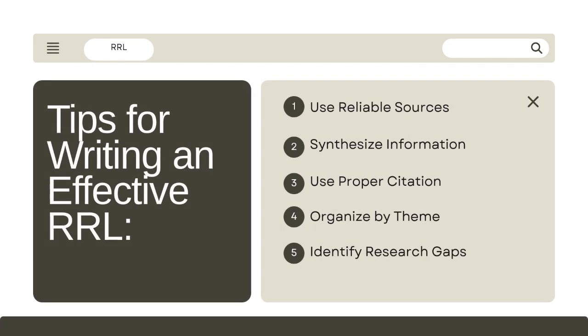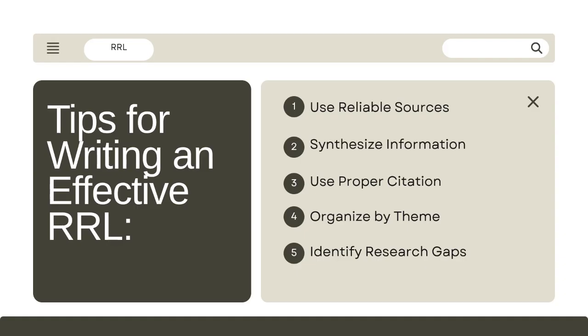So, tips for writing an effective RRL. First, use reliable sources. Gather information from books, peer-reviewed journals, academic websites, and credible articles. Second, synthesize information. Do not just summarize. Analyze how past research connects to your study. Do not just copy what you have read, like what we always did, where you just copy the abstract of the research and paste it into your RRL. You have to synthesize it to connect the information to your study.